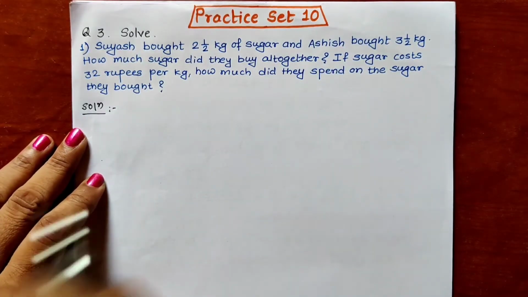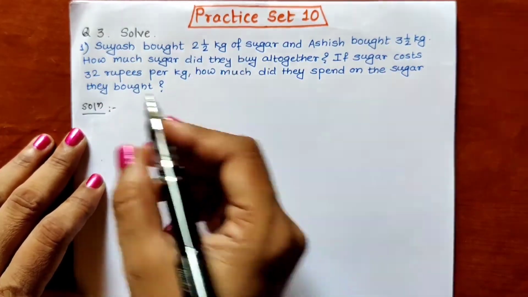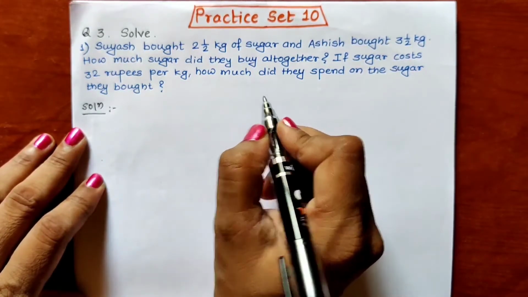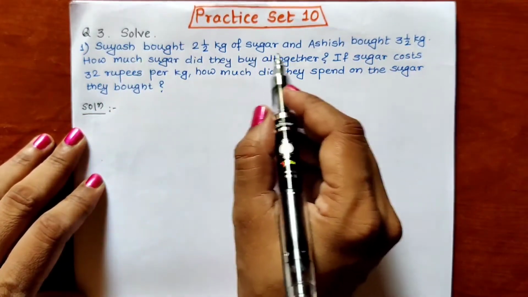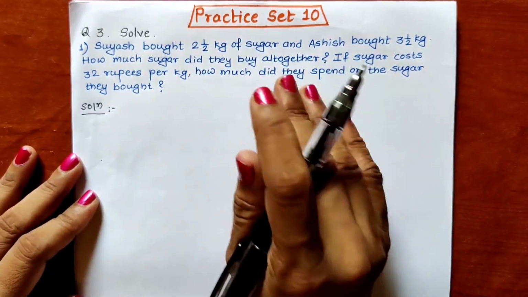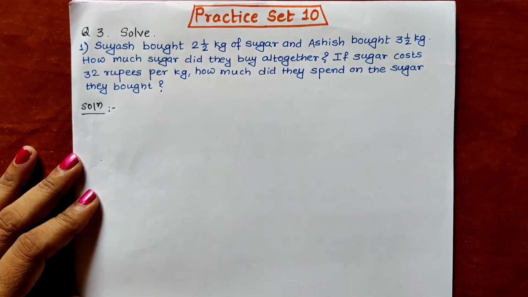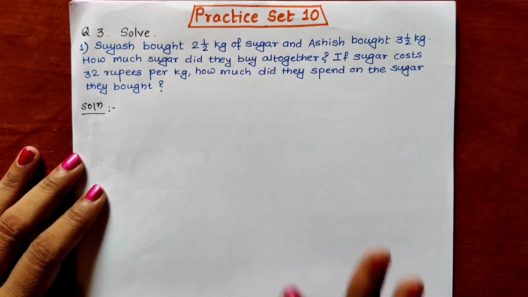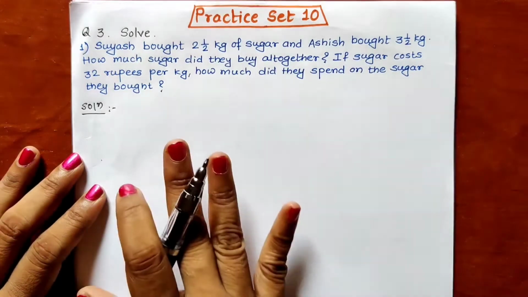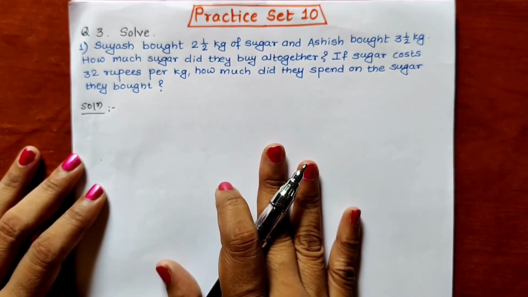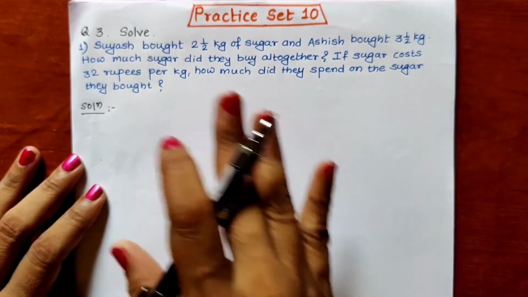So first we will write Suyash bought 2.5 kg of sugar, or if you want, you can write quantity of sugar bought by Suyash. Otherwise you can write the sentences as it is from the question. See children, these types of questions are known as word problems. So while solving word problems, we will have to write the statements in the solution. Statements are required in the solution. You should have the habit of writing the statement from 6th standard only. You should be used to writing the statements in word problems.